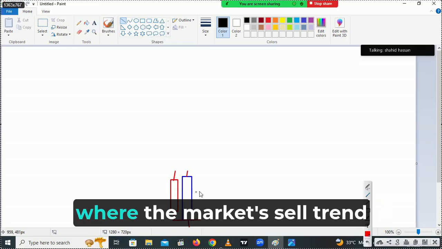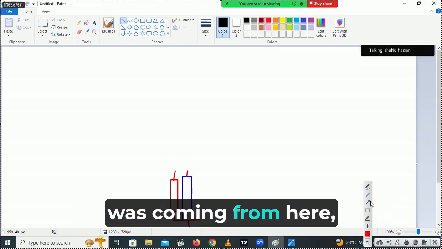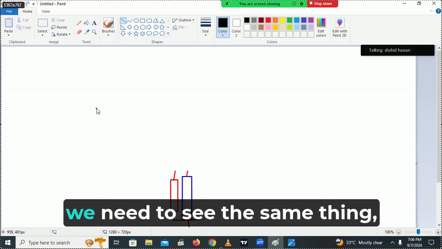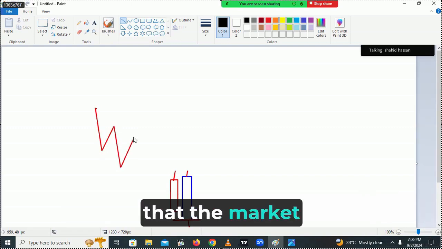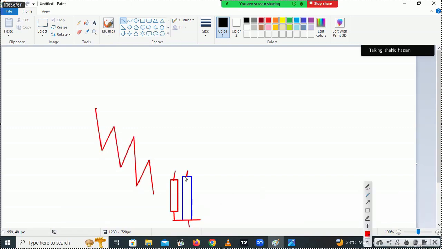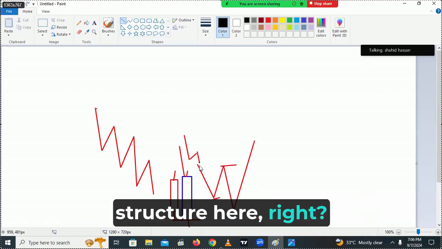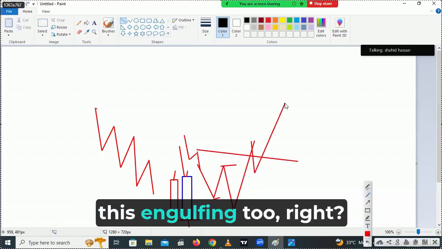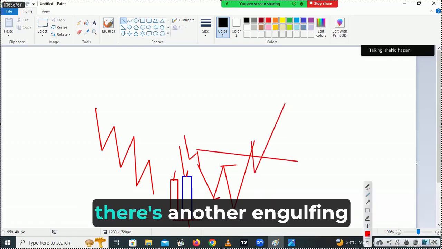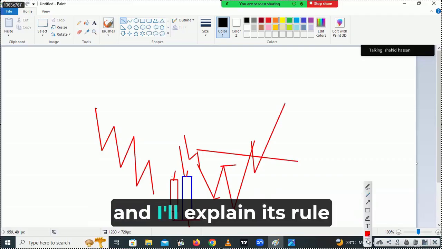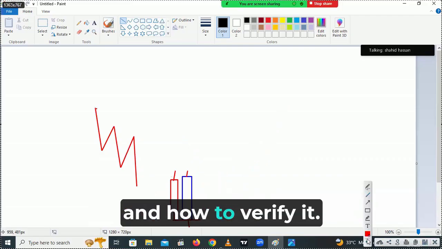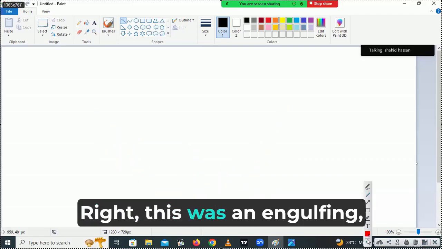It's the same here where the market sell trend was coming from here. So in this buy engulfing, we need to see the same thing, that the market comes, makes a low and breaks its first and second structure here, right? The rule will be the same for this engulfing too, right? After that, there's another engulfing pattern and I'll explain its rule to you, that one, and how to verify it, right? This was an engulfing, right?